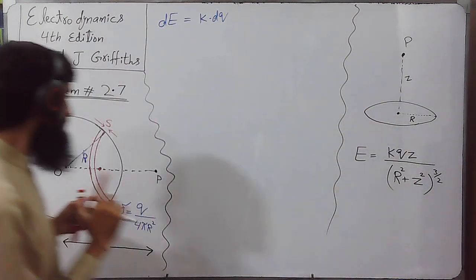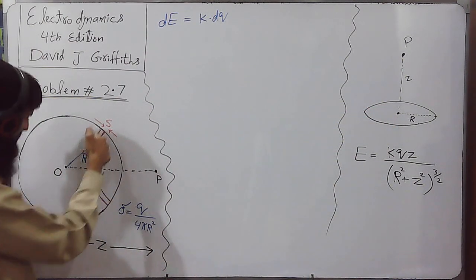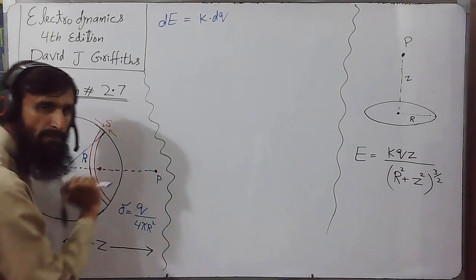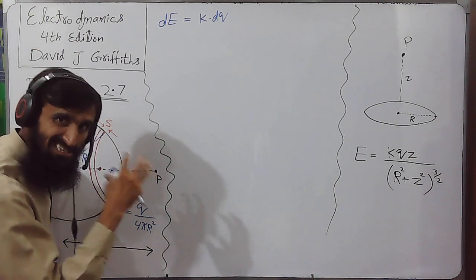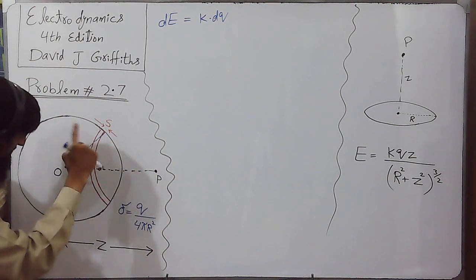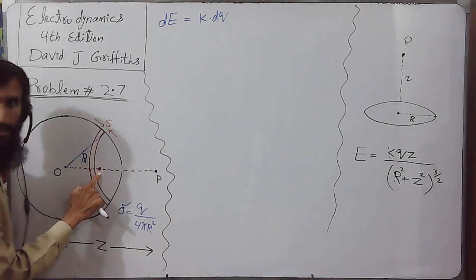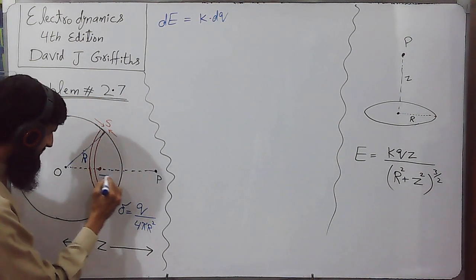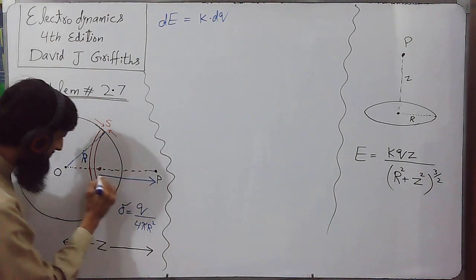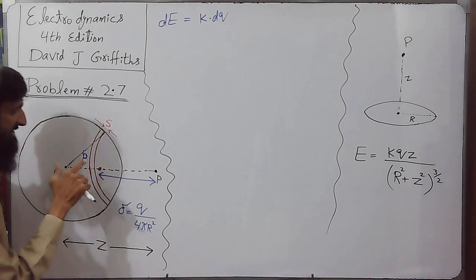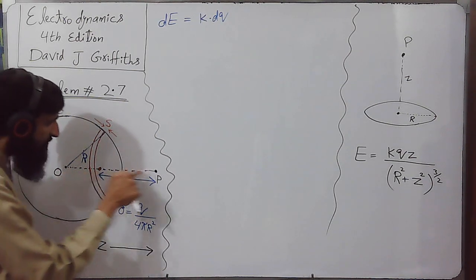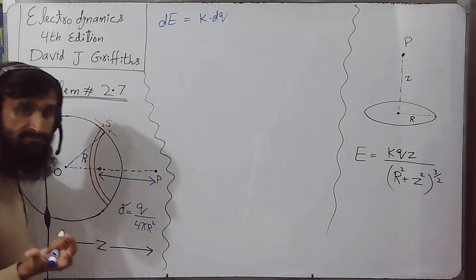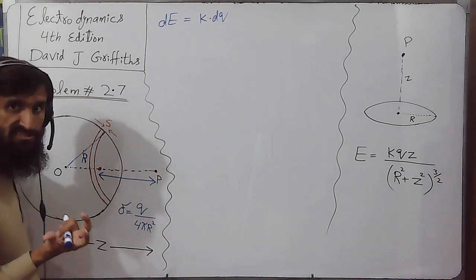Now here, what will be the distance of the center of this loop from this point P? The center of this loop is somewhere at this point, and this is the distance from it. That will be the distance of the center of the loop from this point P. How will we find this distance?